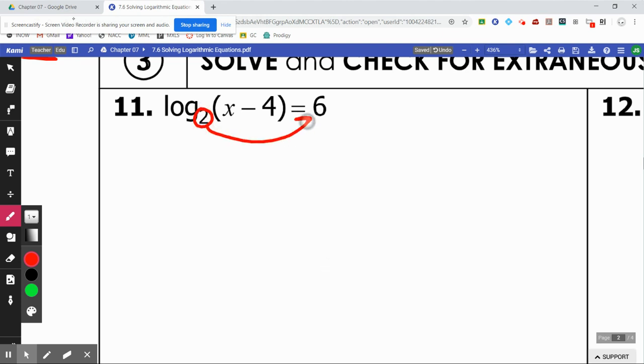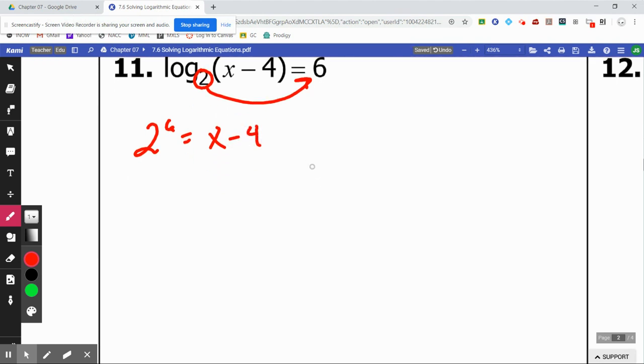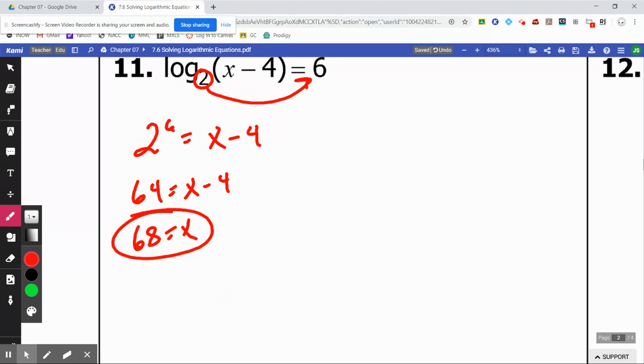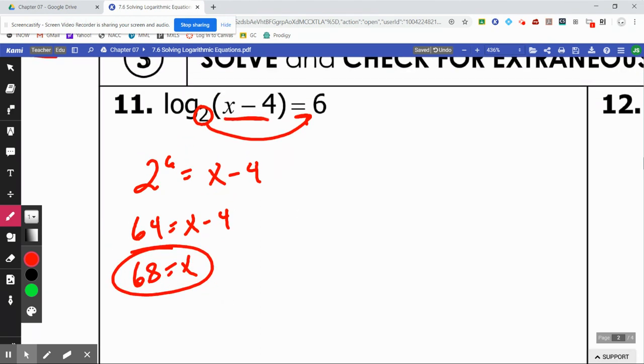2 raised to the 6th power, this is exponential form, is equal to x minus 4, and you're pretty much done. 2 to the 6th power, that's going to be 2, 4, 8, 16, 32, 64, is equal to x minus 4. Move your 4 over and it gives you x is 68. Check for extraneous solutions. Make sure that you're not taking the log of a negative and you're okay.